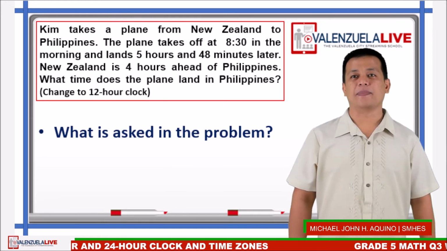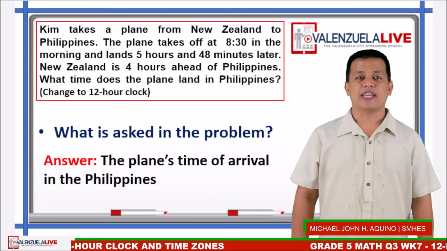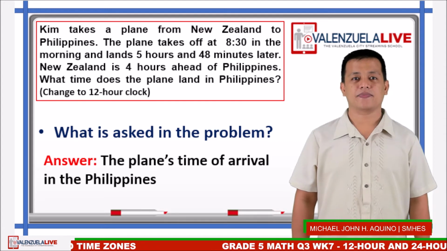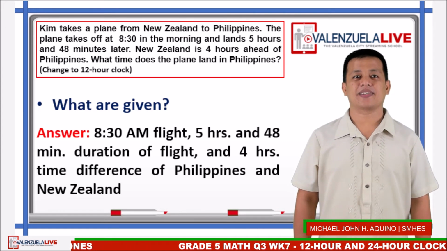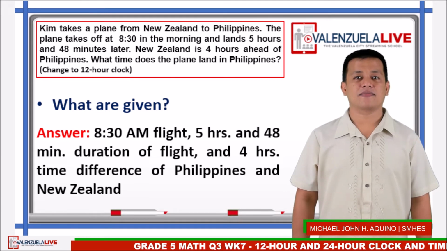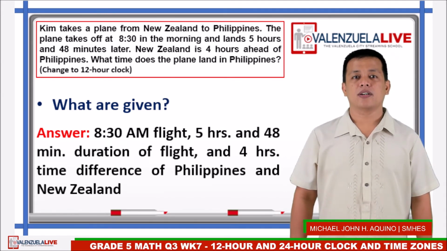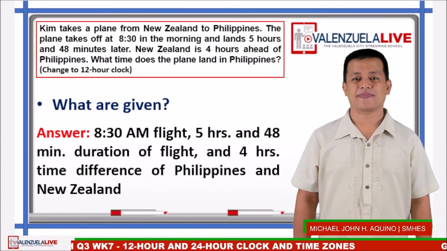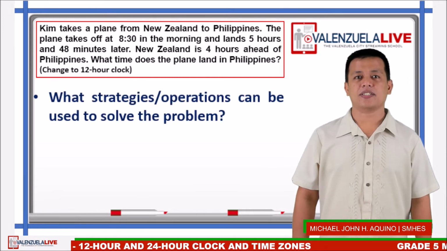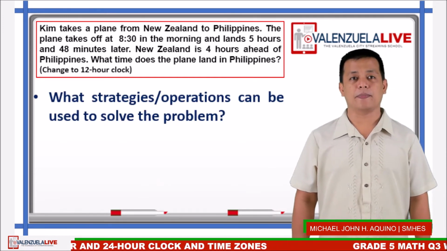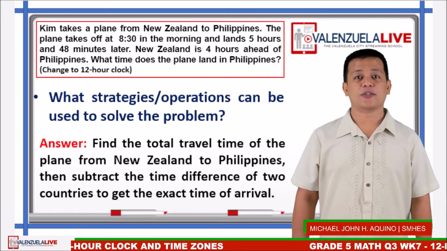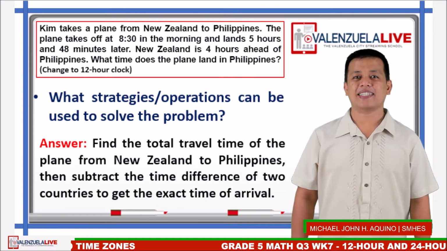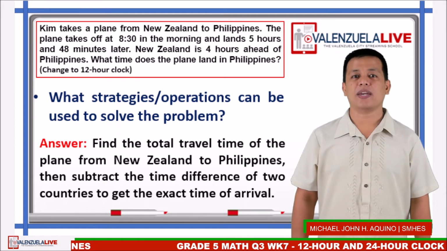What is asked in the problem? The answer: the plane's time of arrival in the Philippines. What are given? 8:30 a.m. flight, 5 hours and 48 minutes duration of flight, and 4 hours time difference of the Philippines and New Zealand. What strategies or operations can be used to solve the problem? Find the total travel time of the plane from New Zealand to the Philippines. Then subtract the time difference of the 2 countries to get the exact time of arrival.